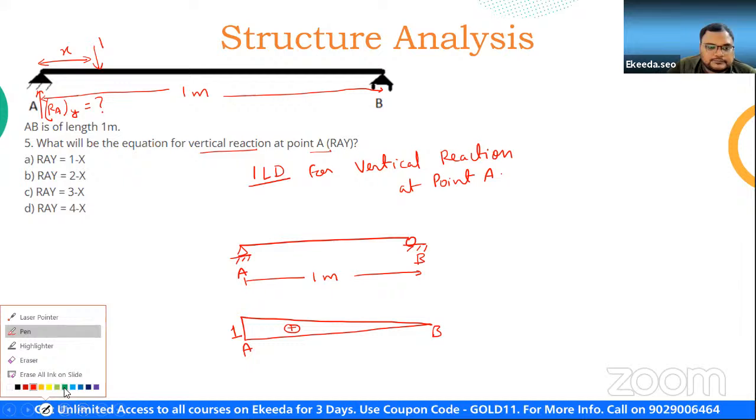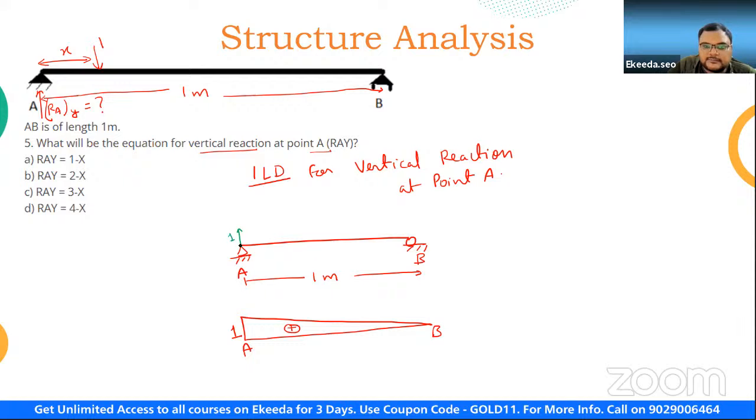Let us say I will take one unit load in this direction, and I will free it from this support. Once I take it upwards, it will not go anywhere, so this will simply be a straight line like this. Here I have got 1 and here I have got 0, because there is one support here. So at the support the vertical reaction is always going to be 0.